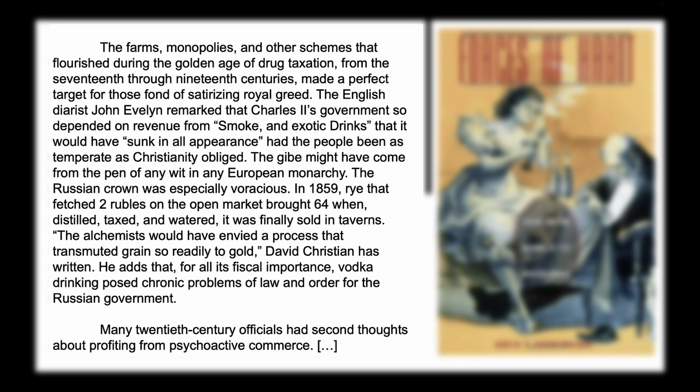The English diarist John Evelyn remarked that Charles II's government so depended on revenue from smoke and exotic drink that it would have sunk in all appearance had the people been as temperate as Christianity obliged. The jibe might have come from the pet of any wit in any European monarchy. The Russian crown was especially voracious. In 1859, rye that fetched 2 rubles on the open market brought 64 when distilled, taxed, and watered. It was finally sold in taverns.